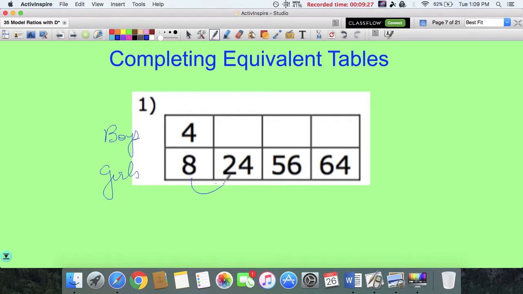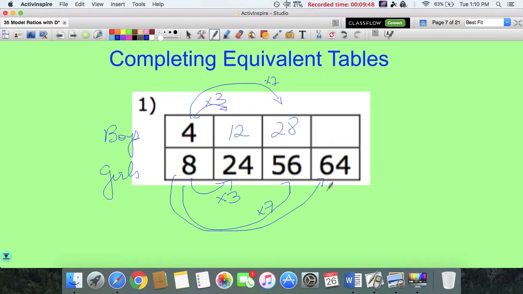You can look at it side to side. 8 times 3 is 24. So I'm going to do the same thing here, times 3. From here to here is 8 times 7. So from here to here would also be 8 times 7, which gives me 28. And how did the 8 become a 64? Times 8. So I multiply by the same factor, times 8, and I get 32. Well, that's one way of doing things.